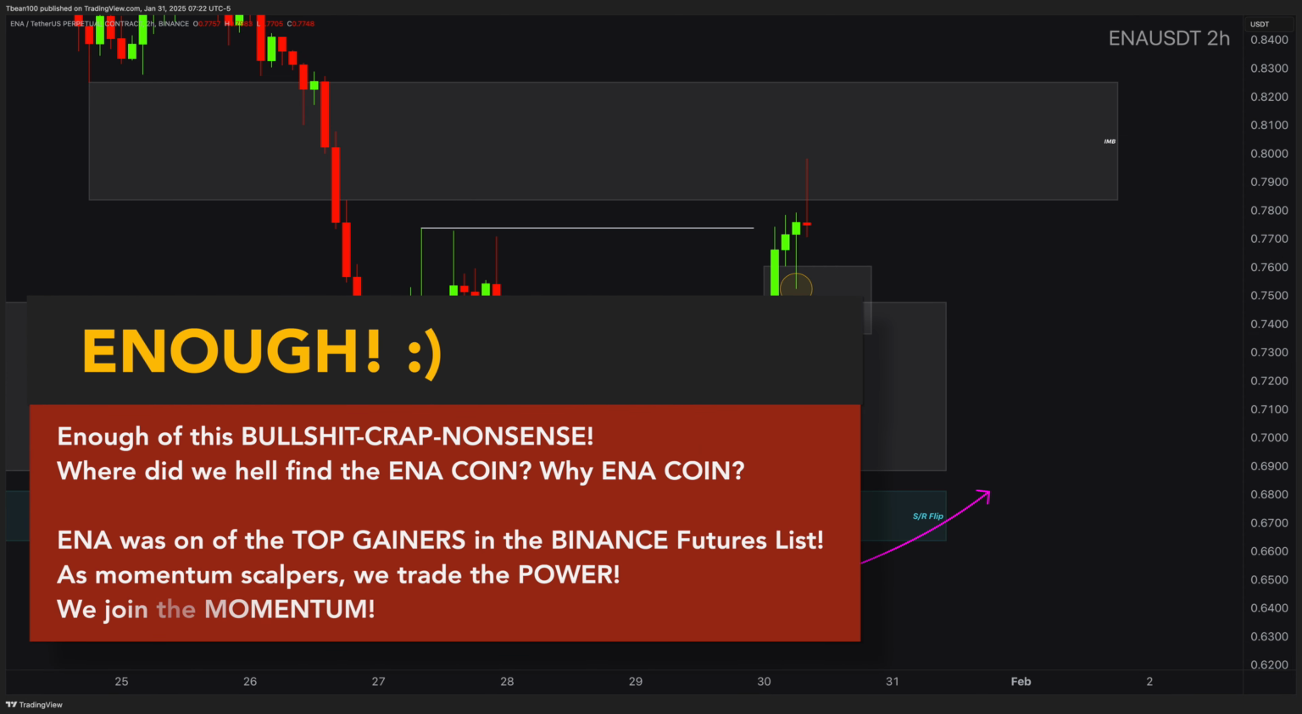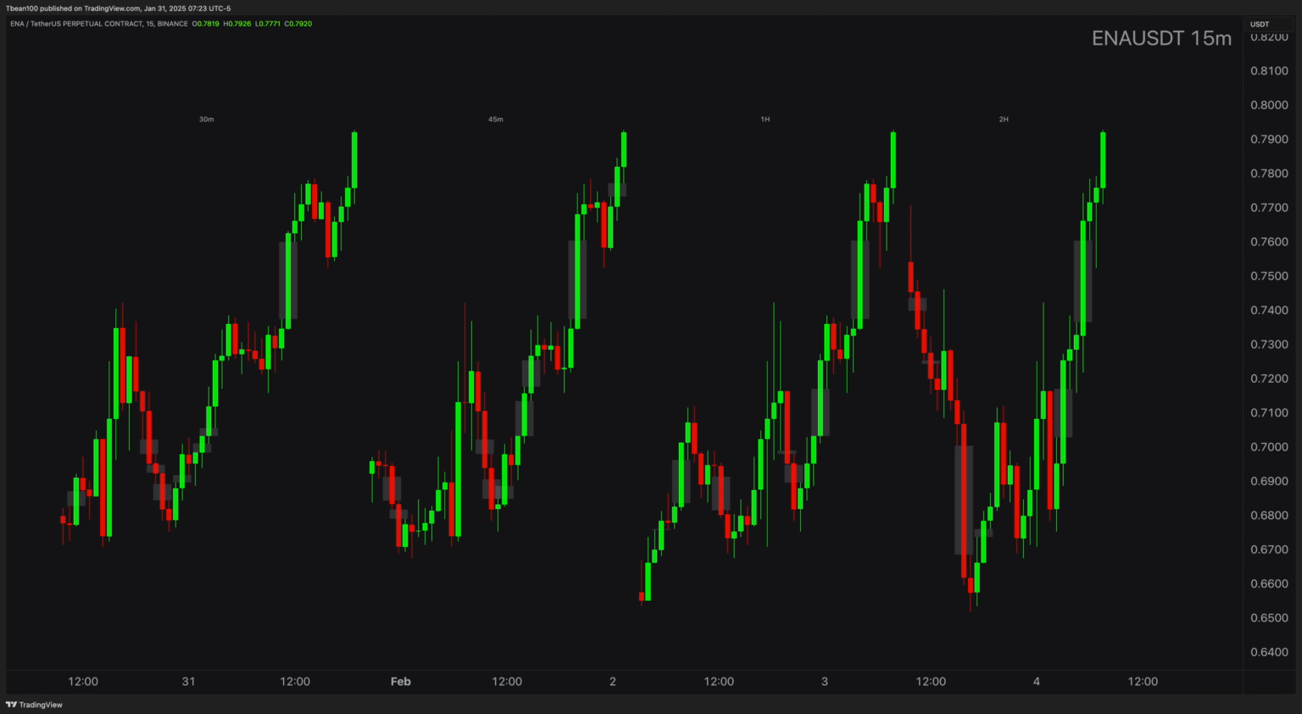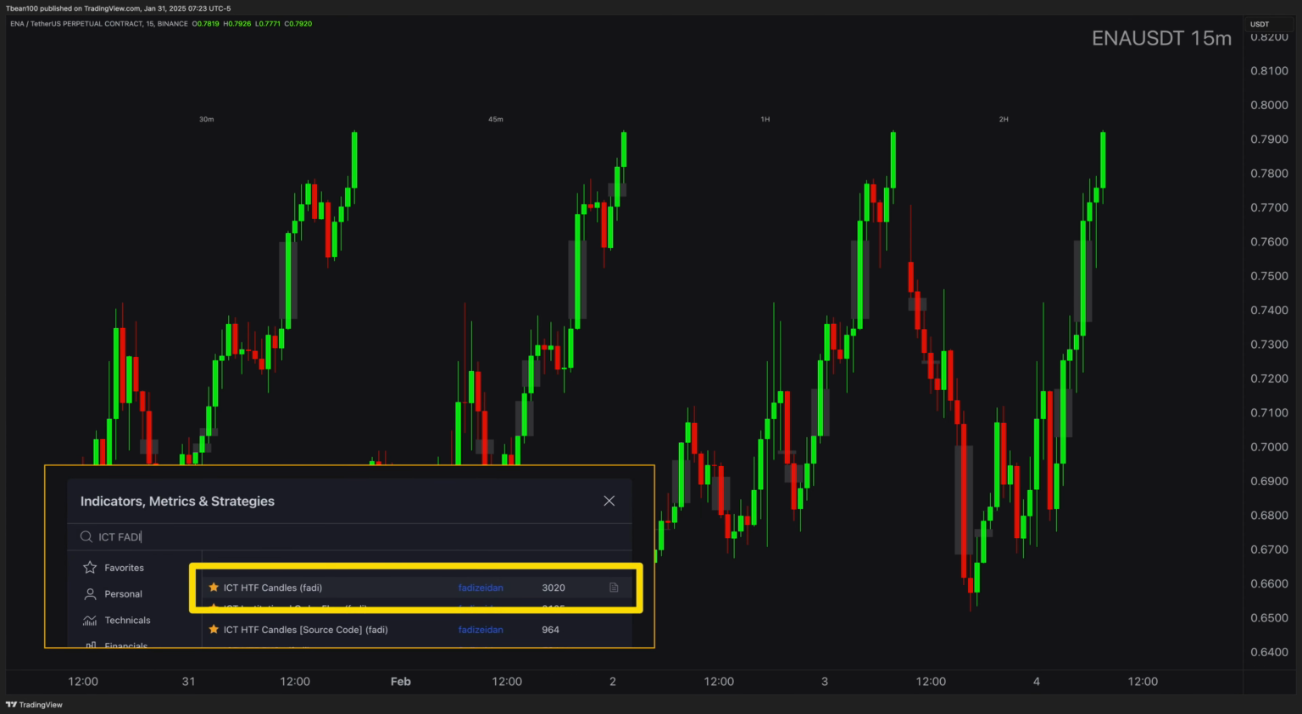Now you may ask: where did we find the ENA coin? Because the ENA coin was one of the top gainer coins from yesterday in the Binance futures. As simple as that. I saw it yesterday, then I quickly analyzed it. Extremely simple way to find powerful coins to trade. Remember, we ride with the power, we scalp the momentum.